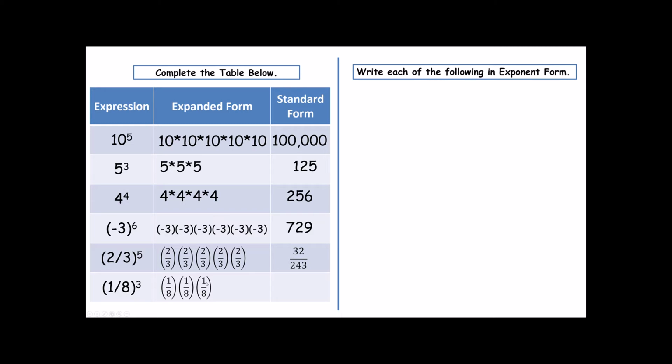1 times 1 times 1 is easy, that's 1. 8 times 8 is 64. 64 times 8 is 512. So the answer is 1/512. Not too bad, right?